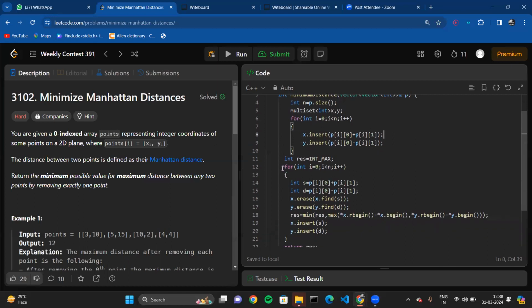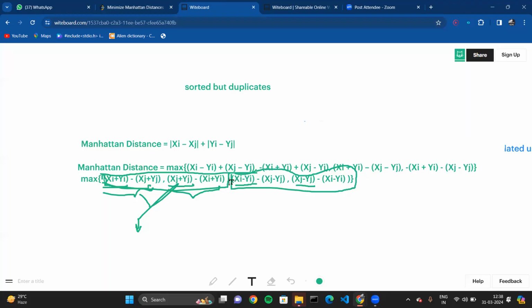Now I need to remove 1 point and find the minimum possible value for the maximum distance. So I need to remove that and find the maximum Manhattan distance between 2 points. Now, what is a Manhattan distance? Manhattan distance is the maximum of xi plus yi minus xj plus yj, or xi minus yi minus xj minus yj.